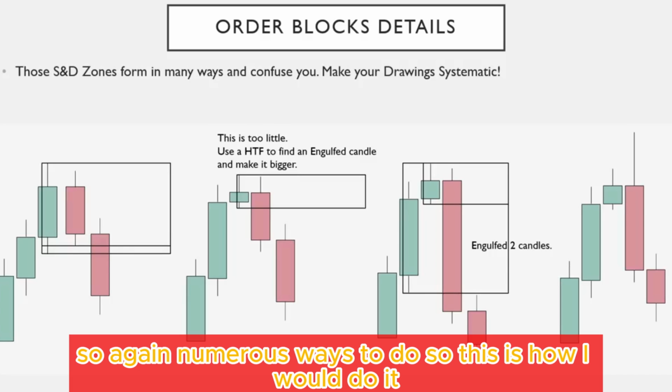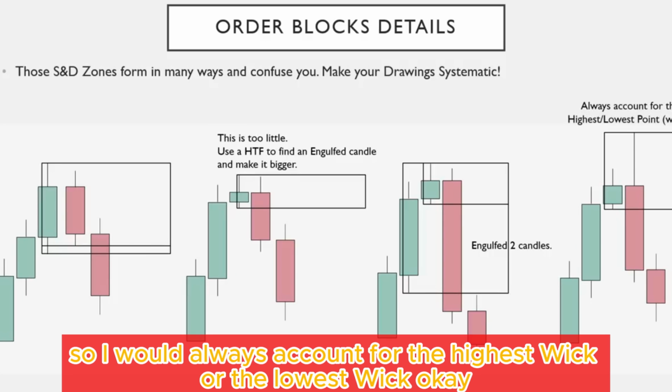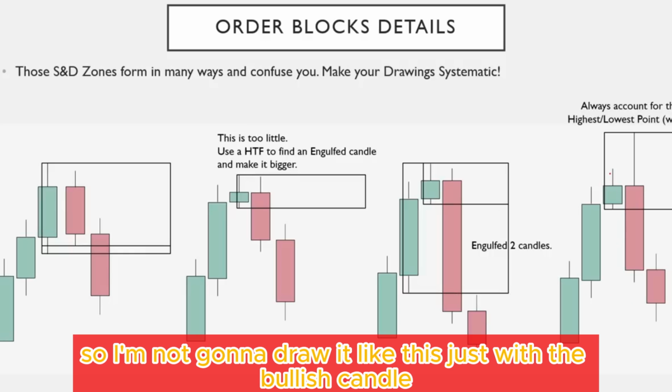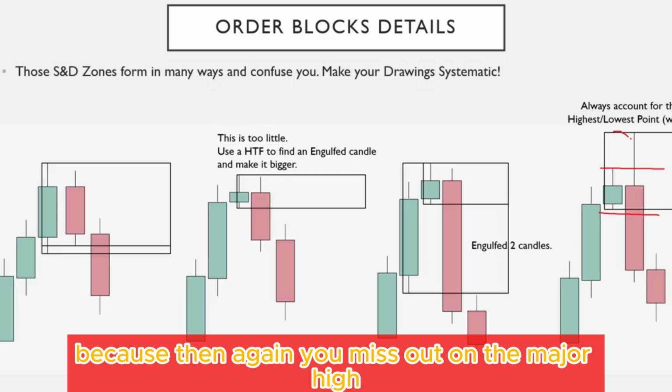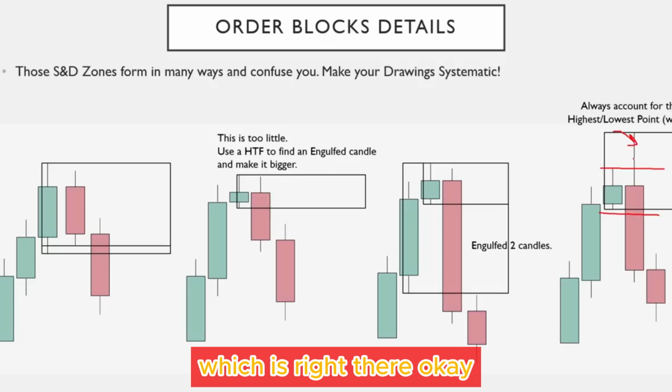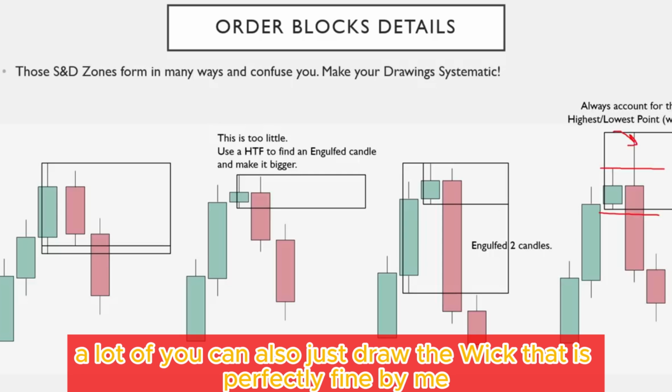So again, there are numerous ways to do so. This is how I would do it. I would always account for the highest wick or the lowest wick. I'm not going to draw it like this, just with the bullish candle, because then again you miss out on the major high, which is right there. A lot of you can also just draw the wick.